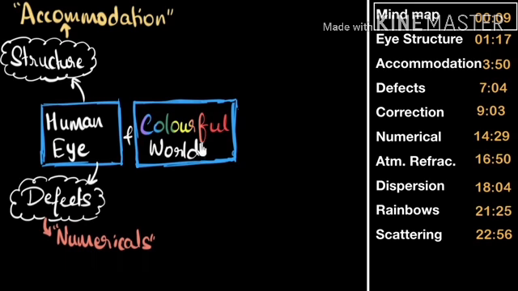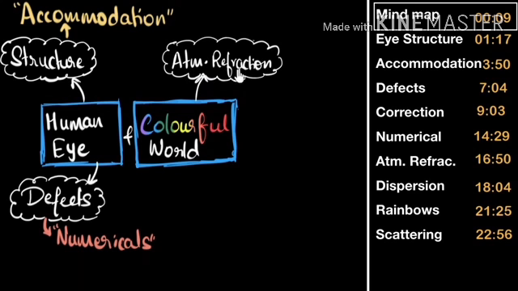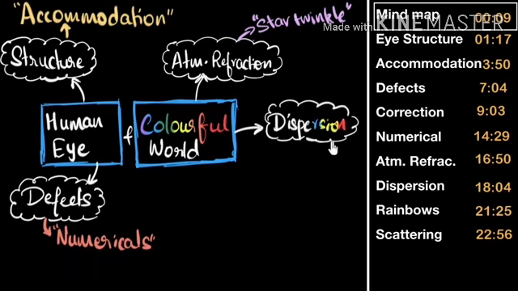Now, the colorful world can be divided into three parts. The first one is atmospheric refraction, basically seeing how the atmosphere refracts light. Famous example for that is how stars twinkle. The second topic is dispersion. This is the colorful part of the colorful world. And this is basically white light splitting into 7 colors. And the example of this would be rainbows.